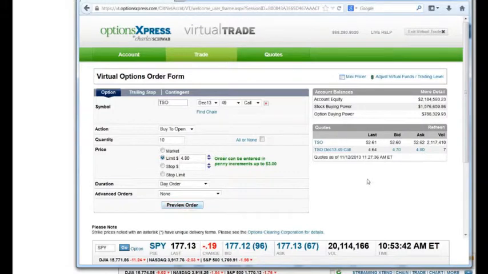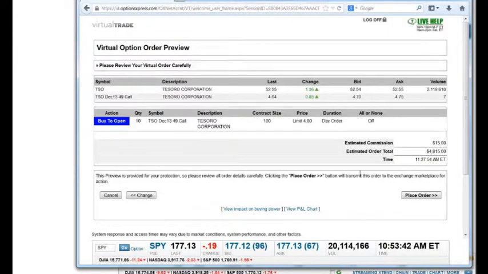Okay, so I'm just going to refresh this one more time. I don't want to have to sit out there. I'm going to preview this order, and your services are going to have a preview order to where you get one last chance to make sure you're doing the right thing. So double check. Quantity, we're buying 10. The symbol, we're buying TSO. December $49 calls. This is at a limit order at 480. It's going out. Now your broker is going to charge commissions, and it's going to vary from broker to broker. And I'll place that order.